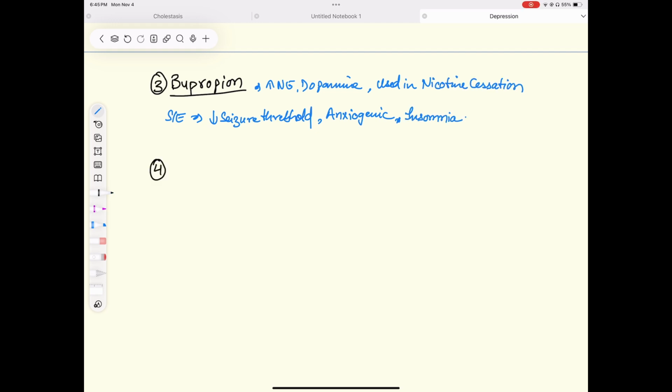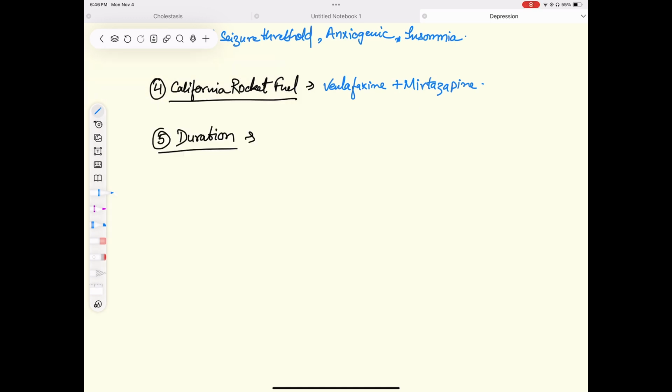There is another combination which is called California rocket fuel. It is a combination of venlafaxine and mirtazapine. Mirtazapine is also used to treat insomnia with depression.